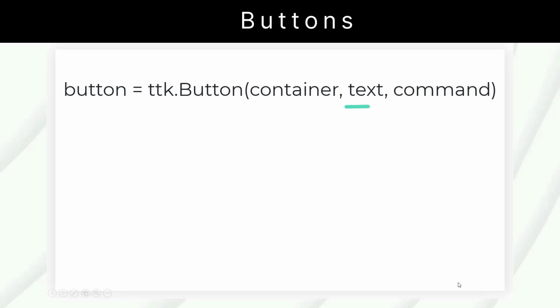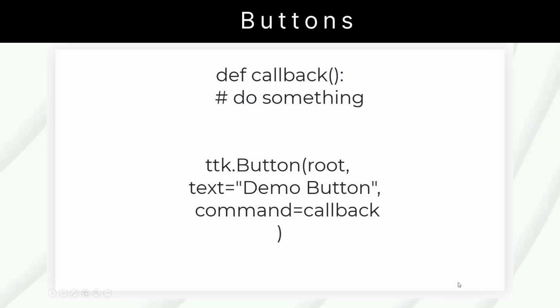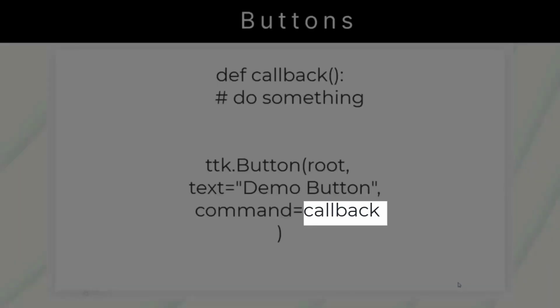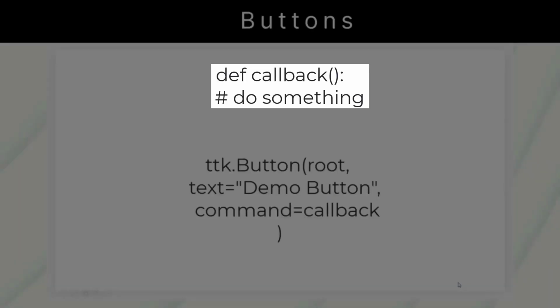The text is the label of the button. The command specifies a callback function that will be called automatically when the button is clicked. Assign a function to the command option to respond to the button click event. The button has demo button as its label, and when the button is clicked, the callback function is executed.